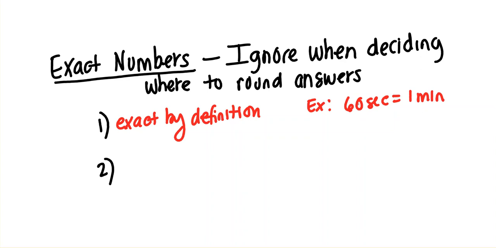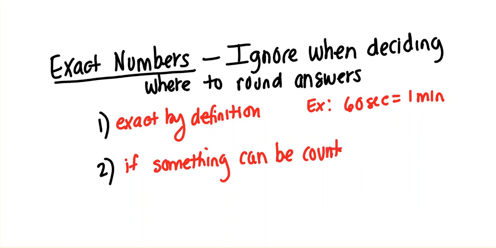So if I'm doing a calculation with this 60 or that 1, I'm not going to worry about how many sig figs they have because they're perfect numbers. Remember, sig figs are for numbers that have error in them or are estimated. The other way I can get an exact number is if something can be counted. In other words, if I'm counting eggs or people or pennies, the number of people in the classroom is 24. That is an exact number.